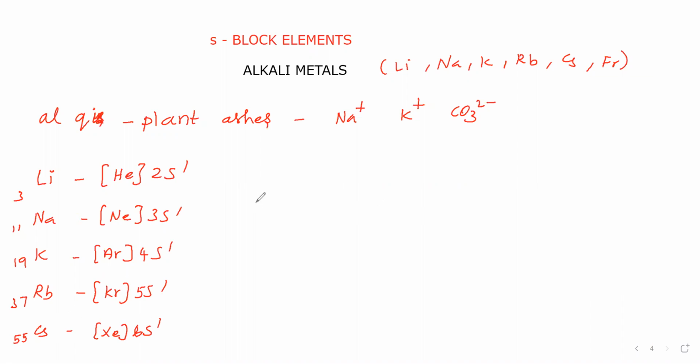Next, francium we will take. Francium, atomic number 87, configuration is radon 7s1. The electronic configuration is like this.